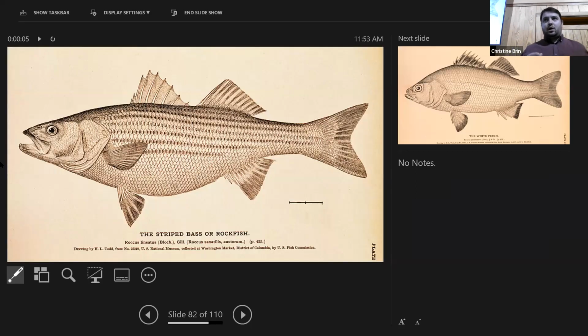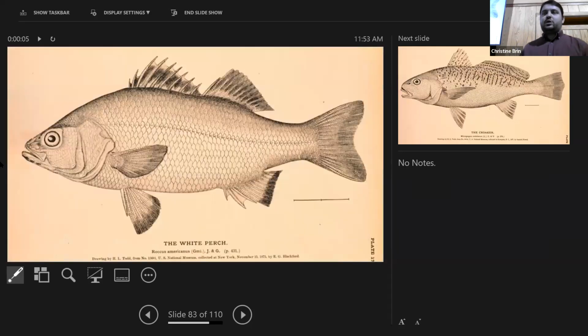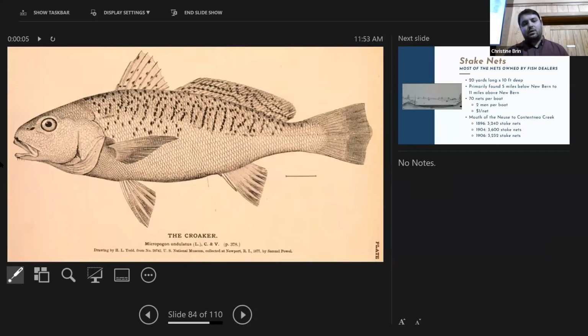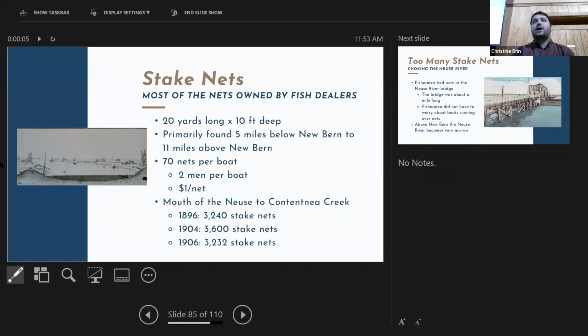The pound nets weren't only fishing for shad and herring, although shad made up about 20% of the value of their catch. They're also going for striped bass or rockfish. They're also catching white perch, croaker as well, just to name a few. Then you also had the stake nets, the majority of which were owned by fish dealers and leased to fishermen if they weren't already bought outright. The average length of your stake net, which is a gill net anchored in place with wooden stakes, was about 20 yards long.